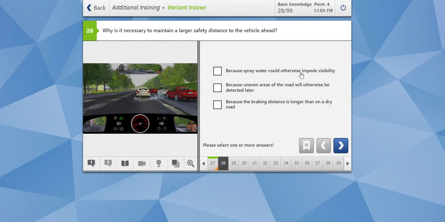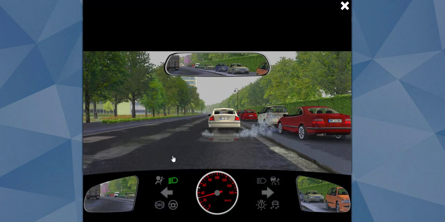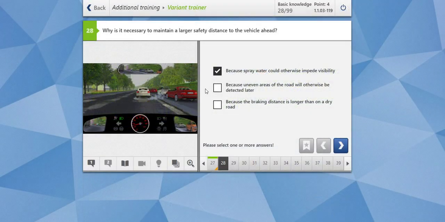Because spray water could otherwise impede visibility. Yes, this is correct. Because uneven areas of the road will otherwise be detected later. Yes. The road is uneven, right? This is also correct. Because the braking distance is longer than on the dry road surface. Yes, your braking distance is also going to be longer because the road is wet. This option seems to be correct. Let's check the answer. Our answer is correct. Moving towards the next question.